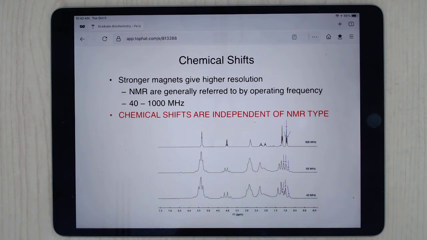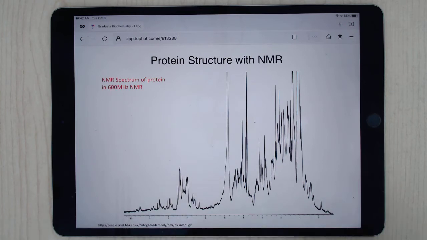Okay, but the signal itself, if it's at 5.5 on a 60 megahertz machine, it's still going to be at 5.5 on a 600 megahertz machine or a 1000 megahertz machine. It's still going to be at that same point. This can be important if you're looking at, say, a protein with a lot of hydrogens on it. This is an NMR spectrum of a protein on a 600 megahertz machine, so trying to get these fine details is going to be difficult. Typically, if you're doing really high field strength, it's these sorts of problems you're trying to solve, because you need that ultra fine resolution.